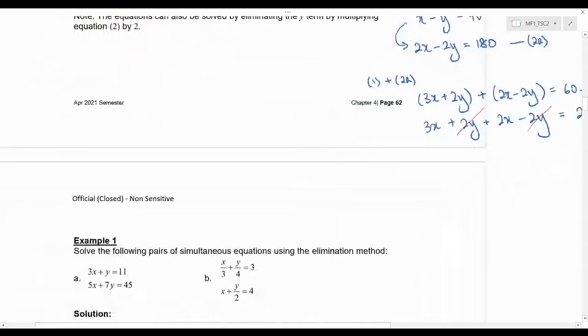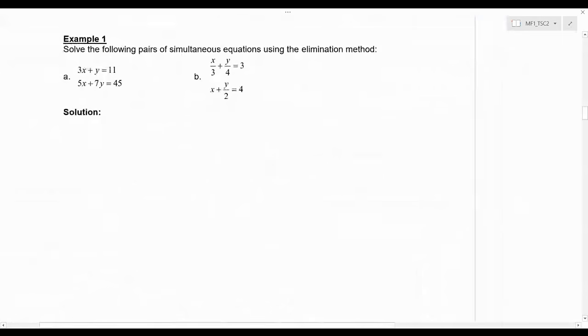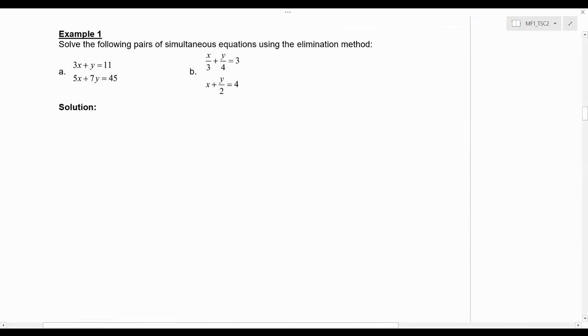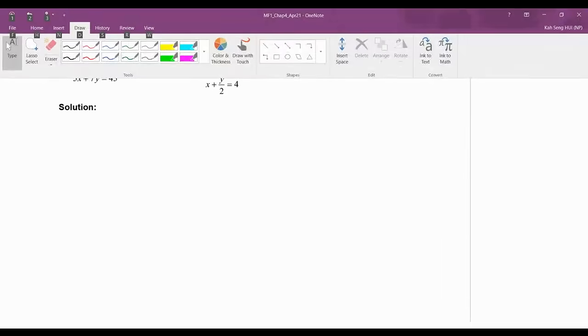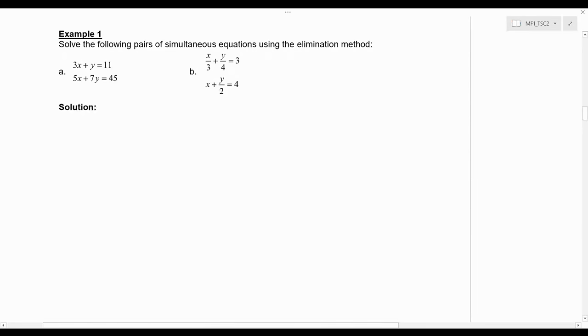Okay, that will be our elimination method. So I'm going to solve 2 examples using the elimination method. The first equation there is 3x plus y equals 11. Now, to do elimination for this particular question, it might be easier to eliminate y. You're not fixed, it doesn't have to be y. It's just that sometimes when you look at it, it's easier to do one or the other.